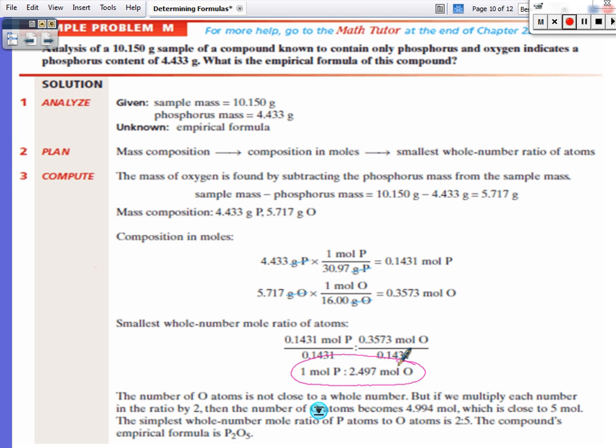Alright? So a trick here is that is not the lowest whole number ratio, but to find it, I know if I multiply each side by 2, that will give me an empirical formula of P2O5, because 2.497 times 2 is just about 5. And that gives me my empirical formula. So sometimes when you divide by the lowest, it doesn't give you a close enough number to round. So you have to do one more step of math to make sure you get the lowest ratio possible.